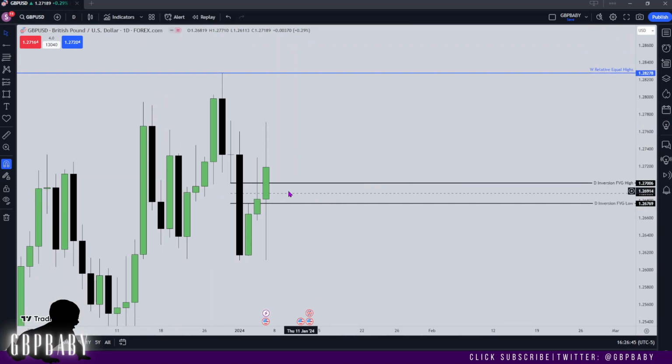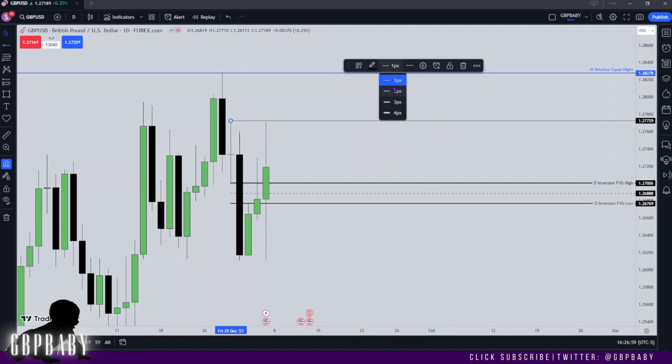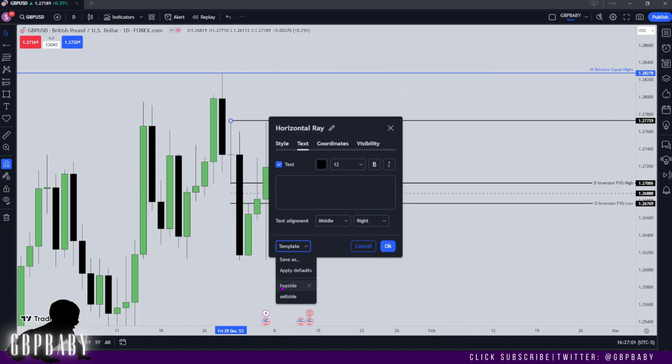Because what I'm anticipating is price will come back down into the daily inversion fair value gap, accumulate positions, and then use it as a springboard to start running into either the weekly relative equal highs, or we also have these relative equal highs now on the daily as well. So let's get those marked out for buy side liquidity.